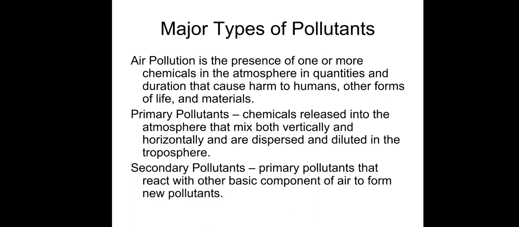Primary pollutants. There are two types of pollutants, primary and secondary pollutants. Chemicals released into the atmosphere that mix vertically and horizontally and are dispersed and diluted in the troposphere are known as primary pollutants. Secondary pollutants are primary pollutants that react with other basic components of air to form new pollutants.